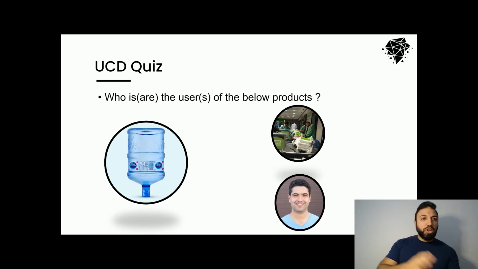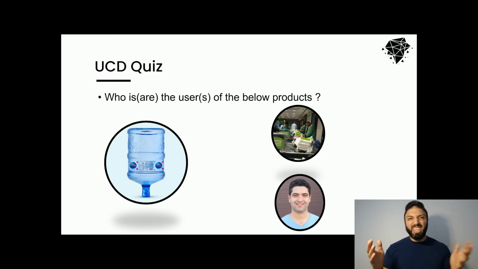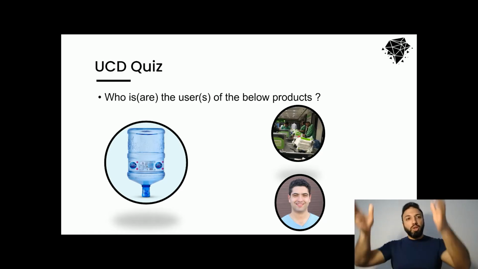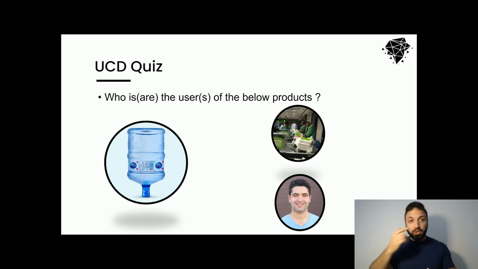So the third water bottle is the gallon, which is the 20 liters, which happens to be 20 kilos. This is the one that you typically buy from a supermarket. You take it home, you put it on the dispenser, and then you drink, right?